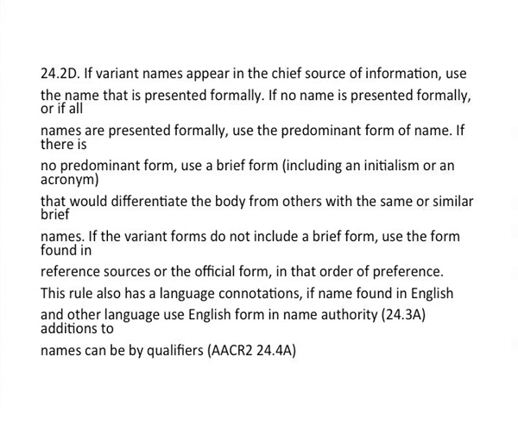24.2D: if variant names appear in the chief source of information, use the name that is presented formally. If no name is presented formally or if all names are presented formally, use the predominant form of name. If there is no predominant name, use a brief form including an initialism, ALA, just as I told you earlier, that would differentiate the body found in the reference sources or the official form, in that order of preference.